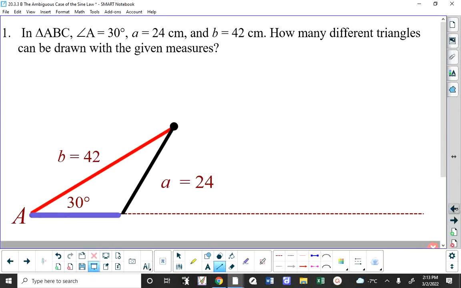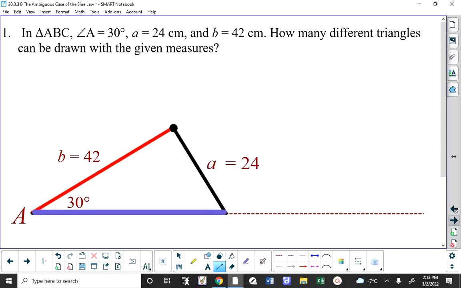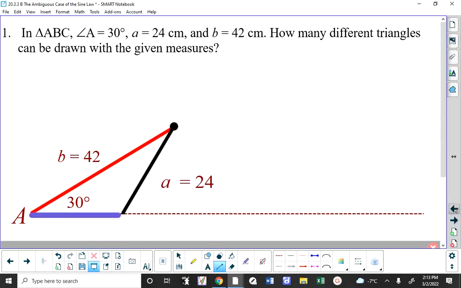Both have side A as being 24. Both have side B as being 42, but they're different triangles. So the answer to this question is there's two triangles, but we're not quite done because there's a lot more going on here. But we're going to write an answer here and say two triangles.